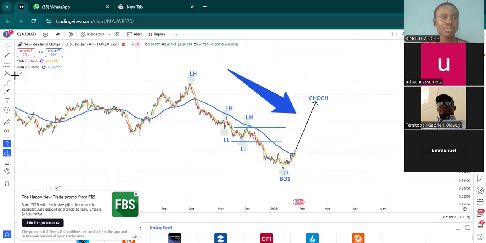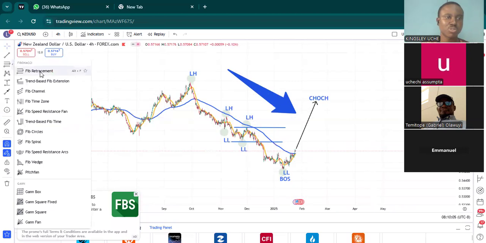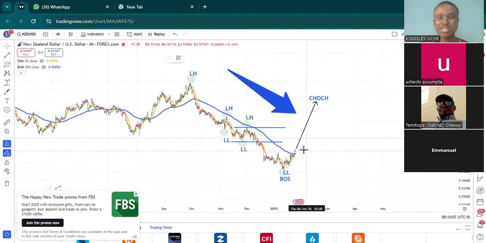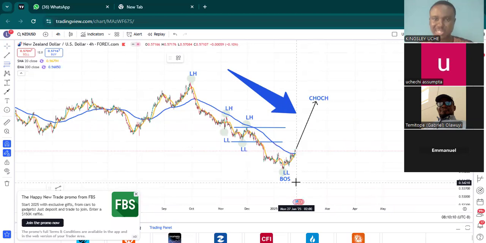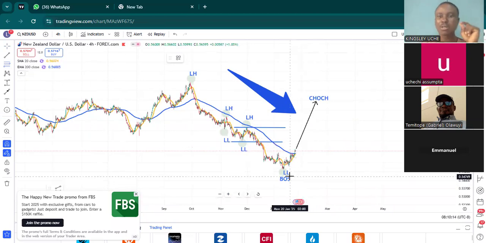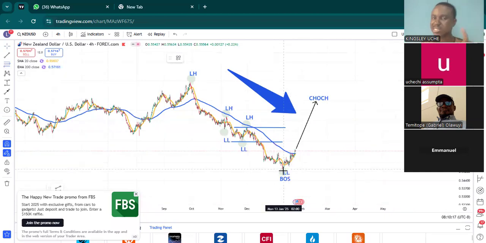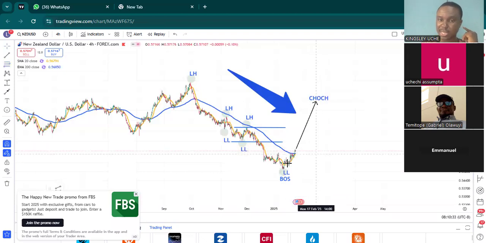Then when we see that happen, we move towards the Fibonacci retracement tool. Because the break of structure is from the downside, because it's a downtrend, we're going to be drawing the Fibonacci retracement taking it from the low this time. If it's from the high, we're going to be taking it from the upside, which is the high. In this case, we draw our Fibonacci retracement from the low, which is the break of structure, which is here.